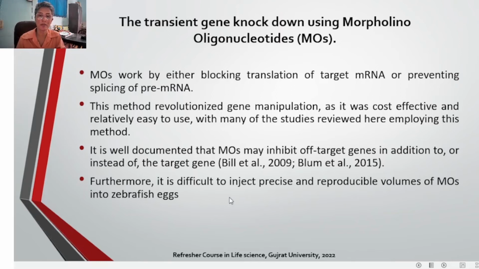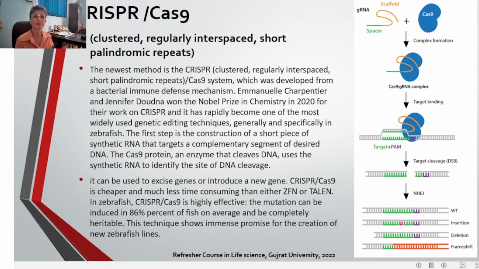Furthermore, it is difficult to inject a precise and reproducible volume of MOs into the zebrafish egg. A particular volume should be injected into the egg, so it is very difficult to inject a precise and reproducible volume. So this methodology is a little bit difficult, and of course sometimes it targets other genes which are not of our interest. That's why it is difficult.